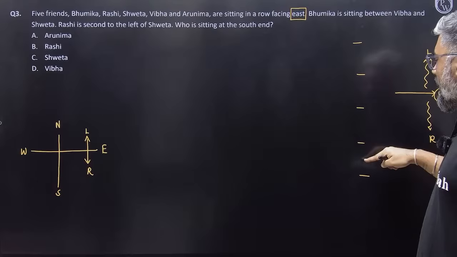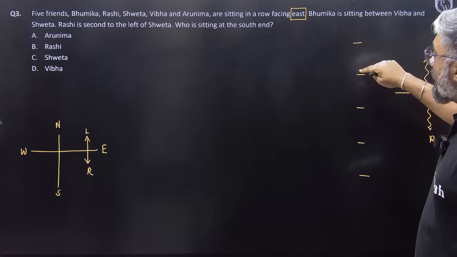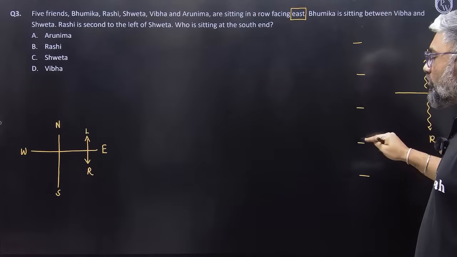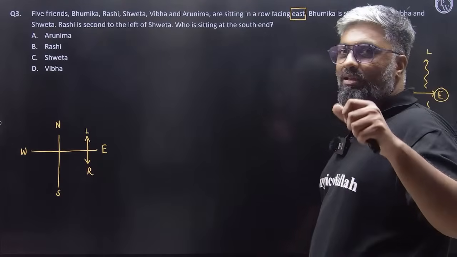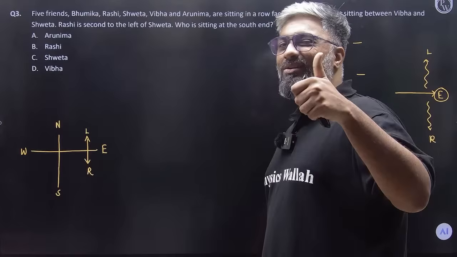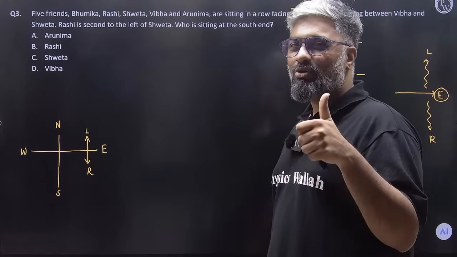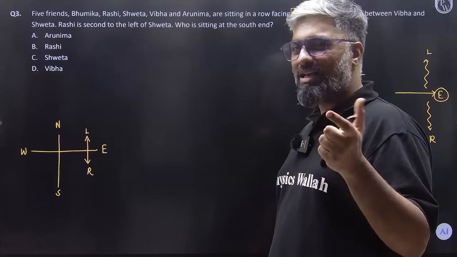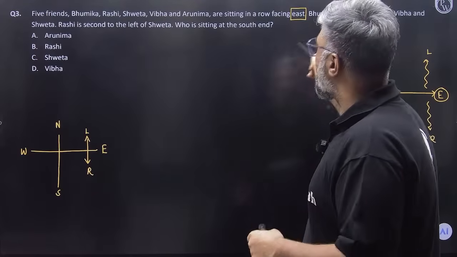Bhumika between Vibha and Shweta. That is 6 cases. Do you think we should go for that? Do you think we should go for 6 cases, guys? Would it make sense? No, no. So let's avoid that. Let's look at the second one.